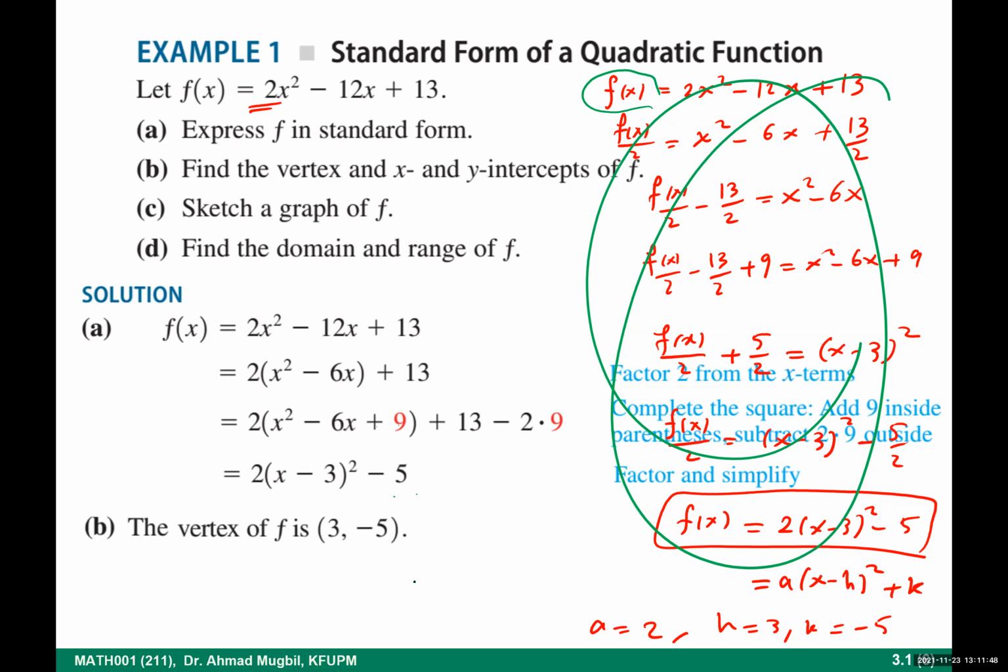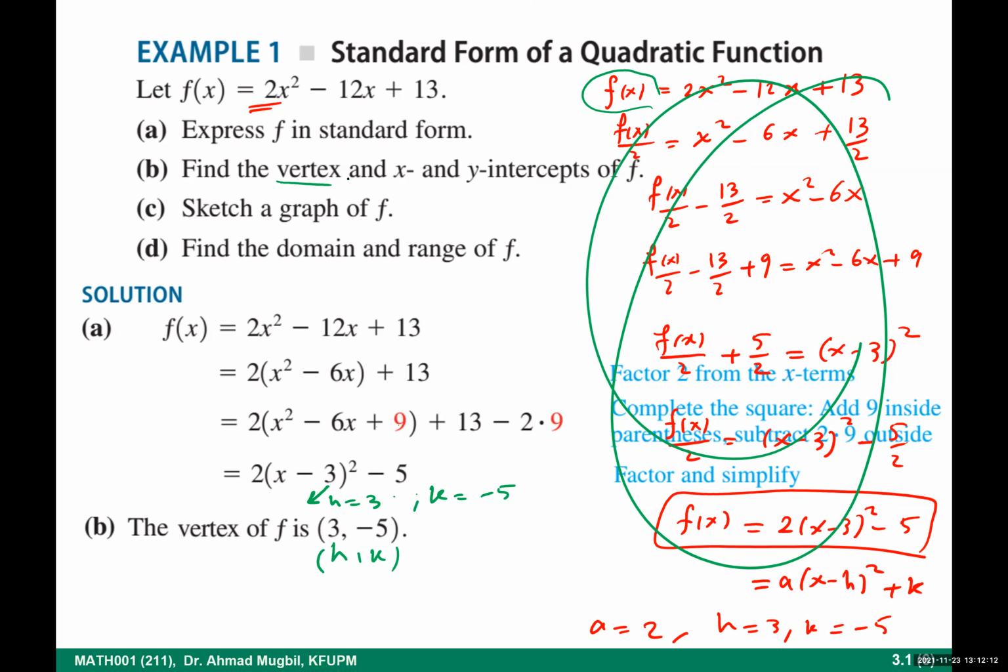Now, if you compare this, ya shabab, with the standard form, you can see clearly that h is 3 and k is what? Negative 5, not 5. Be careful, because you have in the standard form plus k, and this is negative 5. So the vertex is h and k. This is the vertex. He asks about the vertex here, the x-intercept and the y-intercept.